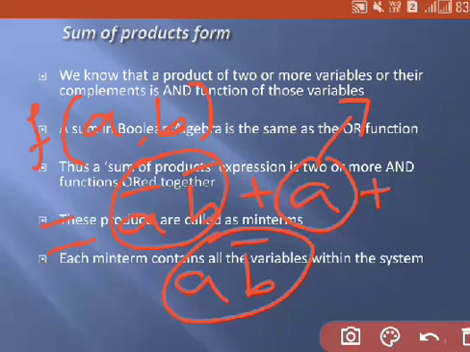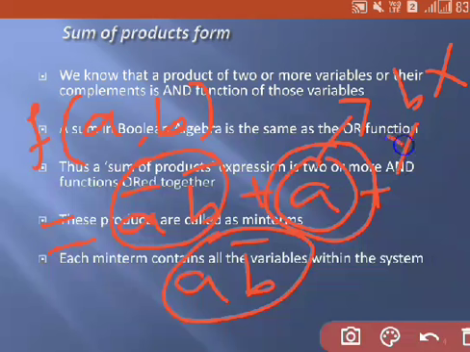It is not having any B variable. That's why this A is not called a min term. So how are you defining the min term? Each min term should contain all the variables pertaining to that particular function.